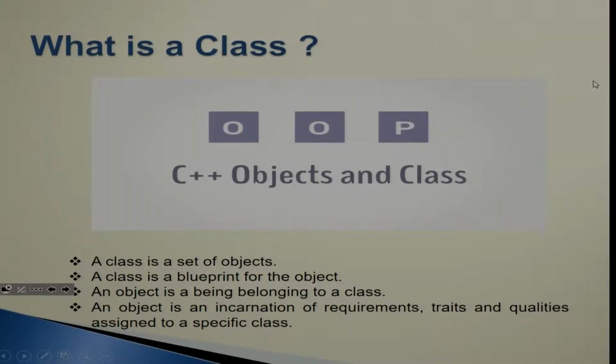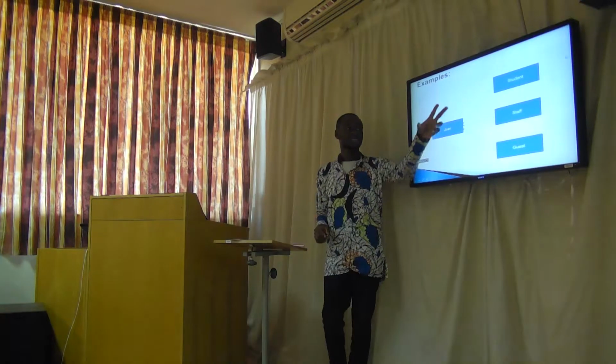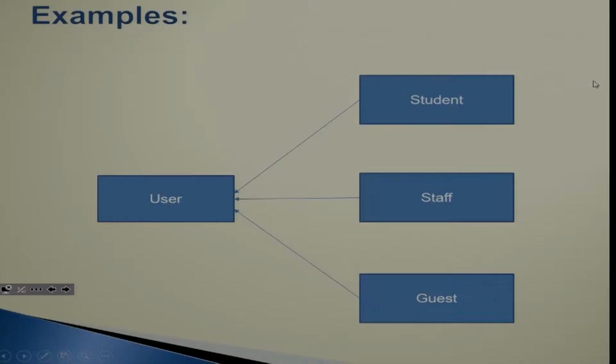So starting, what is a class? A class is just a blueprint for the object, or a class is a set of objects. An object is an incarnation of requirements, traits, and qualities assigned to a specific class. Let me give you this kind of example. Here I'm dealing with 3 different classes. You remember in software, there's a way that we call this kind of classes.